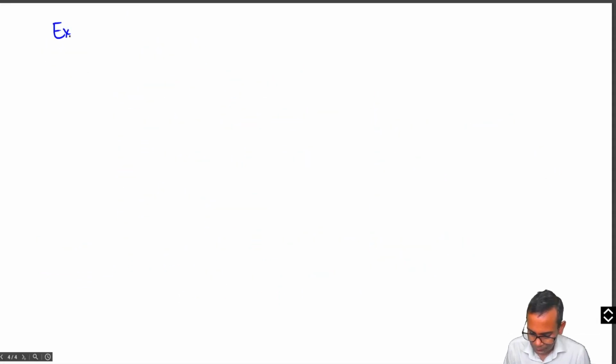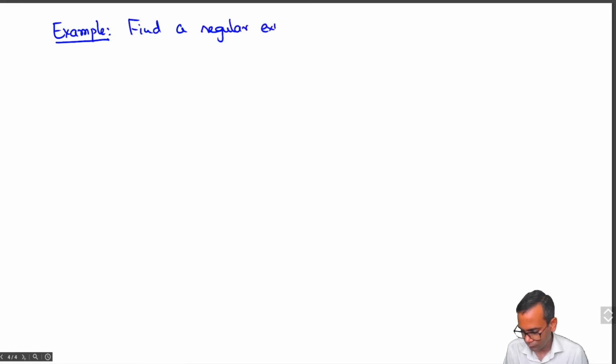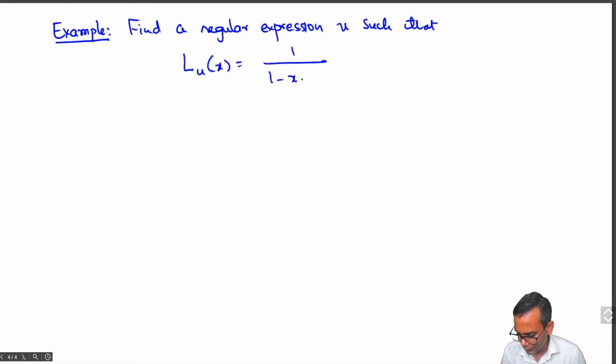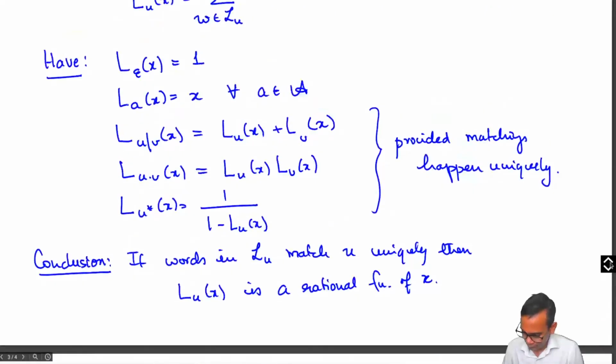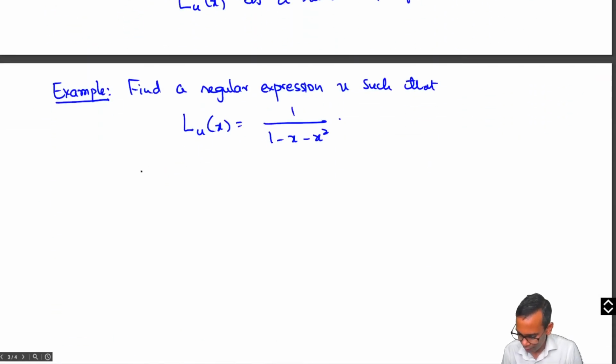Let's look at some examples. So here's a problem. Find a regular expression U such that L_U(x) is equal to 1 over 1 minus x squared. So let's see, can we write this in terms of these steps? So yeah, what we'll have is that U is equal to V star, where L_V star of x is equal to 1 over 1 minus L_V(x), and L_V(x) is equal to x plus x squared.